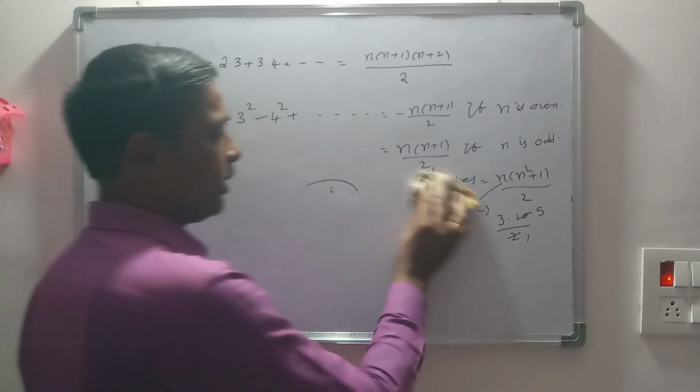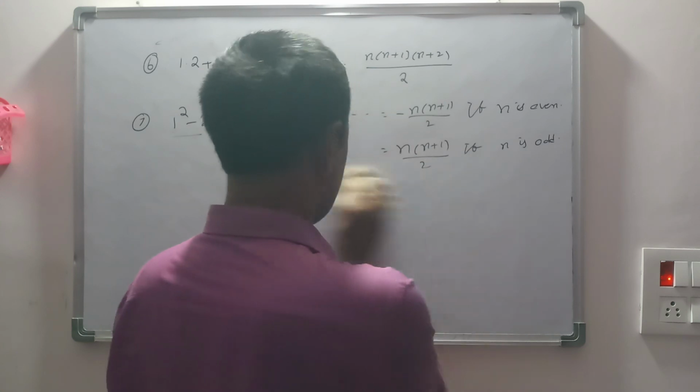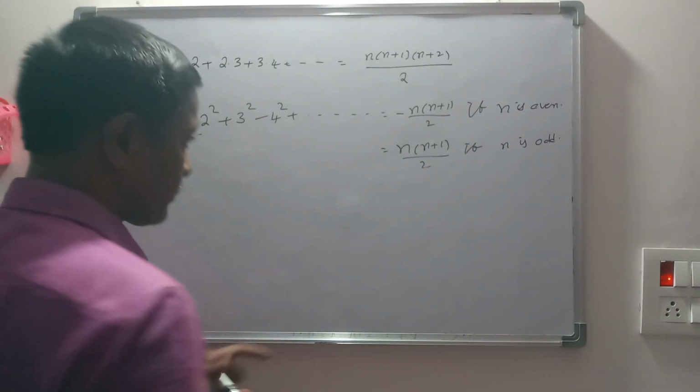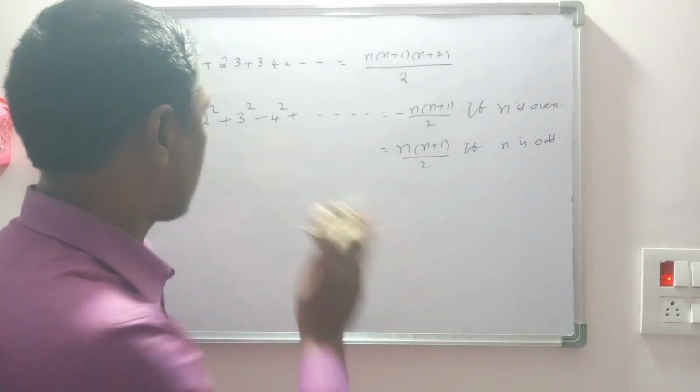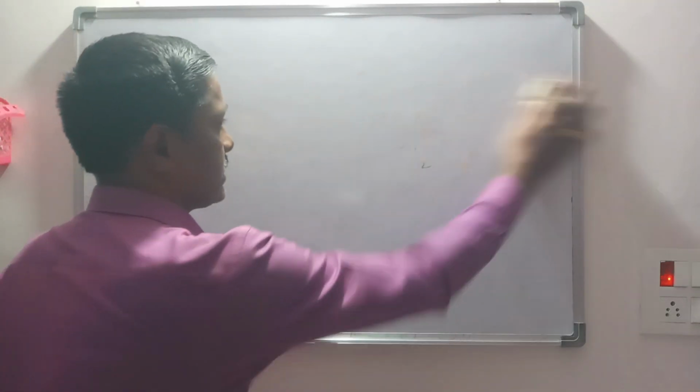This is not applicable. After that, I will explain this formula. Okay. These 7 are the most important formulas. Now some problems using these formulas.